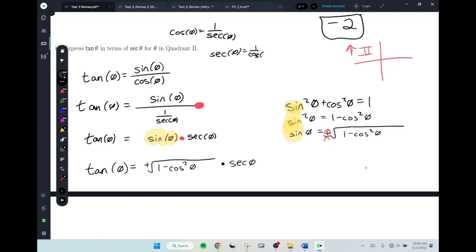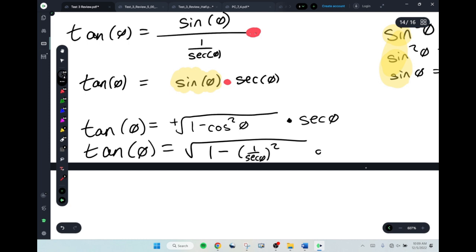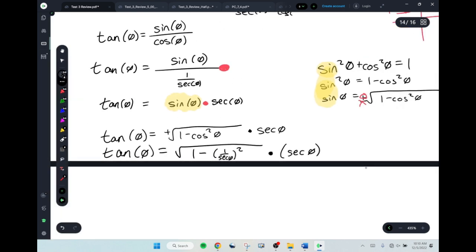So you write sine in terms of cosine. Yeah, I did that, but why did I do that? I'm one step away from being done. Secant's the opposite of cosine, so you know what I can do with this cosine right there? I can just jump in with the exact same thing, but write 1 minus 1 over secant theta squared times secant theta, and you're done.